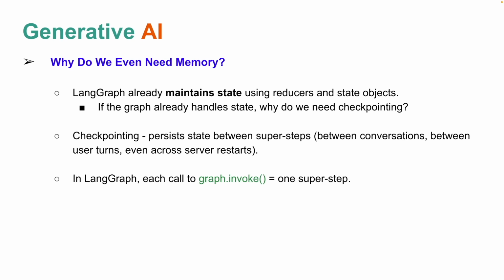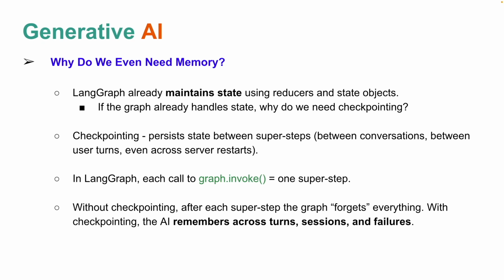But as soon as the super step is done, if you are not using memory or checkpointing, then the next conversation doesn't know what you're talking about. So without checkpointing, after each super step, the graph forgets everything. With checkpointing, the AI remembers across the turns, sessions, and failures. So you see how important and how useful it is, right? This is not just about memory. Memory concepts are again broken into multiple fundamental units: the single execution super step, the multi execution or multi super steps, the multiple invocations, right? This is really impressive in LangGraph.